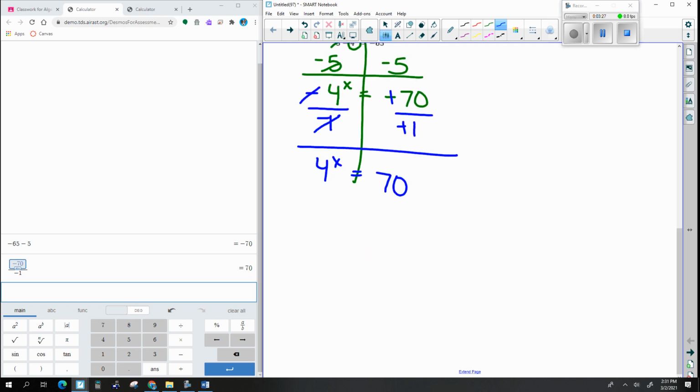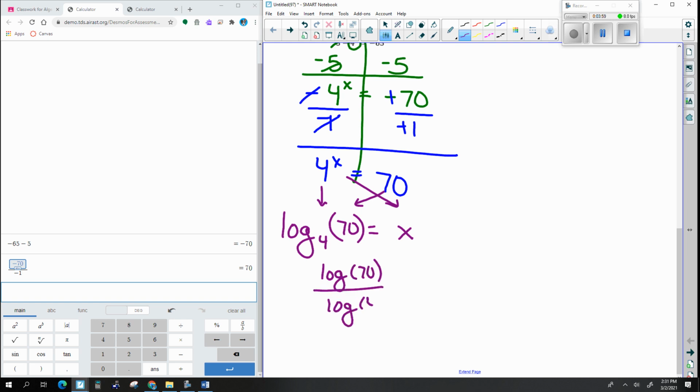All right. So now I'm chilling right here. What I do when I have an exponent just on one side is I write this as a log. So this is log base 4. Then everything switches sides. So 70 and x. We just got done doing this. We know how to type this into our calculator. This is log 70 over log 4.